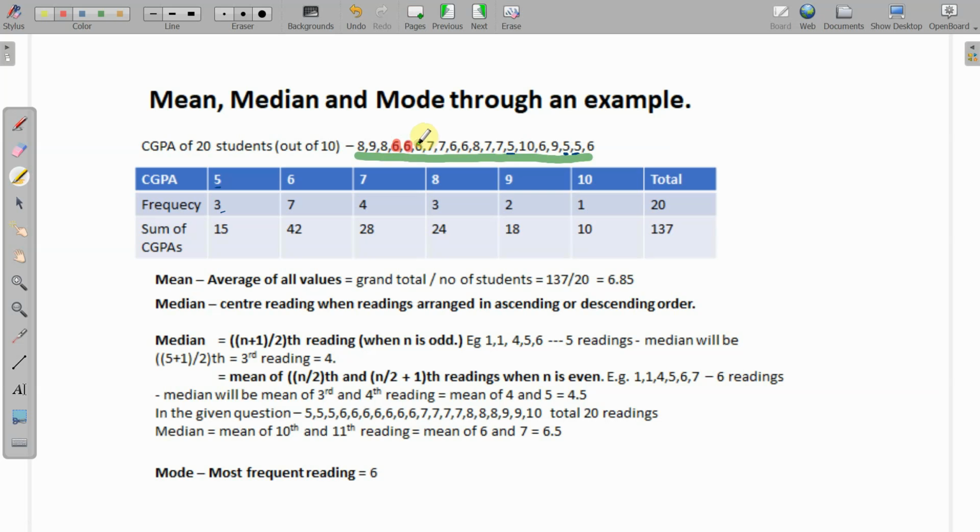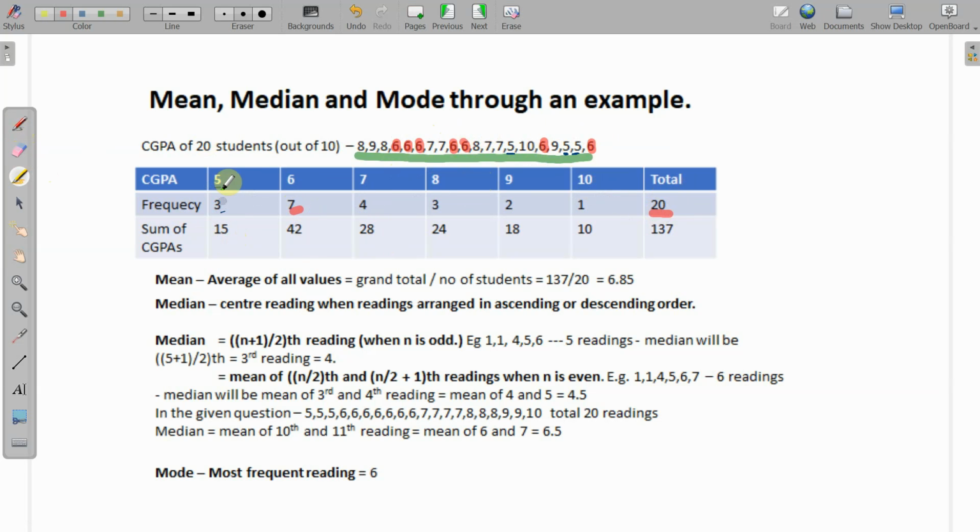Similarly, you will find the CGPA 6 happens how many times? 1, 2, 3, 4, 5, 6 and 7 times. So its frequency is 7. And likewise, I filled the frequency of CGPA 7, CGPA 8, CGPA 9 and CGPA 10. Totally there were 20 students.